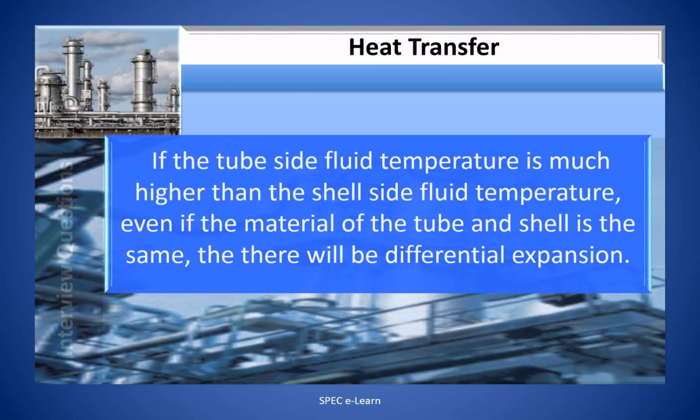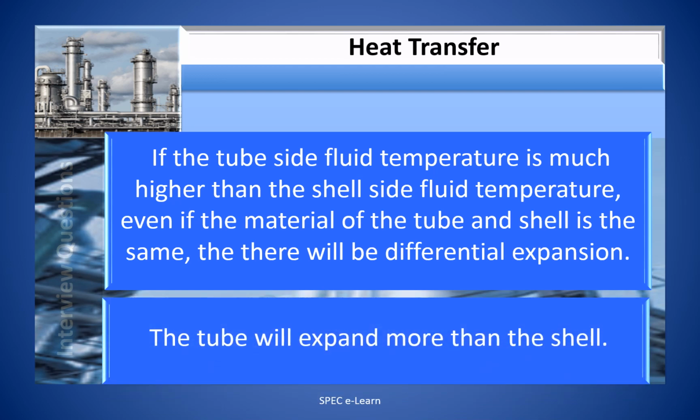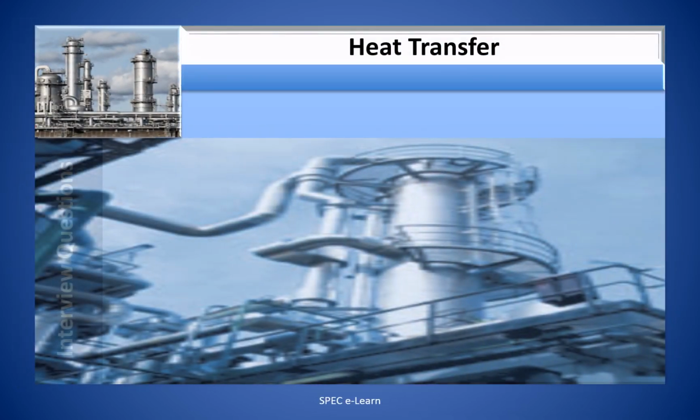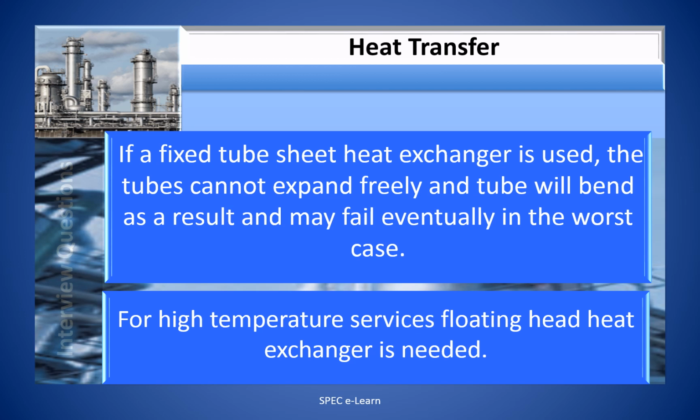If the tube side fluid temperature is much higher than the shell side fluid temperature, even if the material of the tube and the shell is the same, there will be differential expansion. The tubes will expand more than the shell. If a fixed tube heat exchanger is used, the tubes cannot expand freely and the tube will bend as a result and may fail eventually in the worst case. For high temperature services, a floating head heat exchanger is needed.